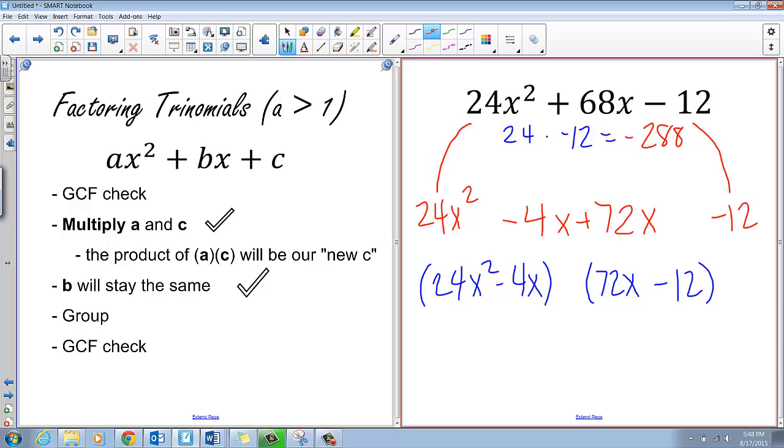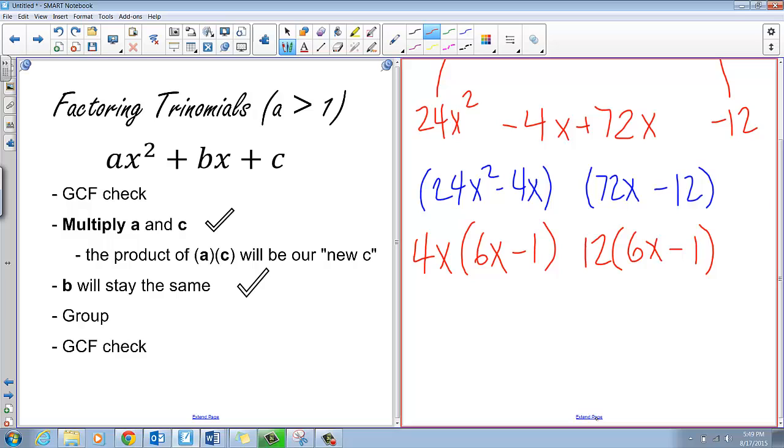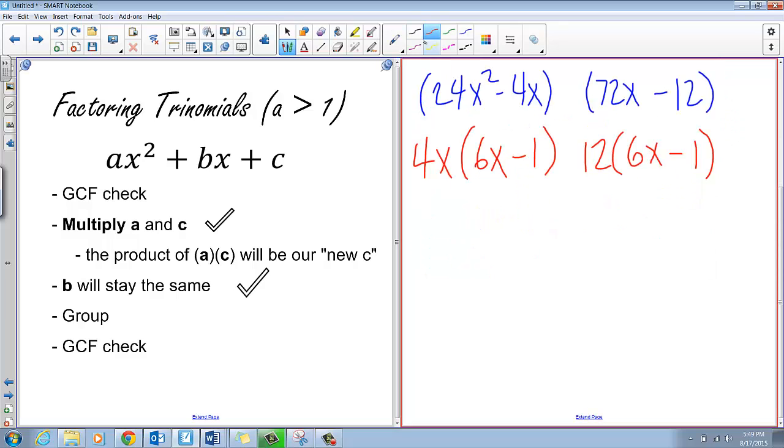We're going to find the GCF in this first one. It looks like it's 4x. Okay, and so a 6x is left over. A minus 1 is left over from the 4x. And then over here I'm going to factor out a 12. And what's left is 6x minus 1. Okay, we should be excited because our insides again are the same, which means we've been doing things right.